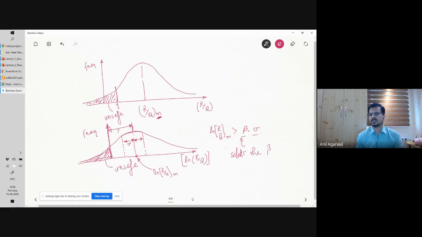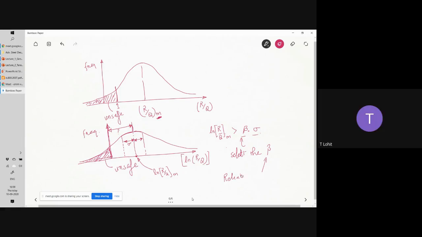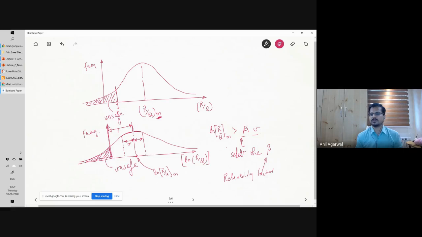the beta value. And what is the beta value called? There is a name for this. Reliability factor. Yes. So I have to select my beta value in such a way that the probability, this area, is the probability of failure.